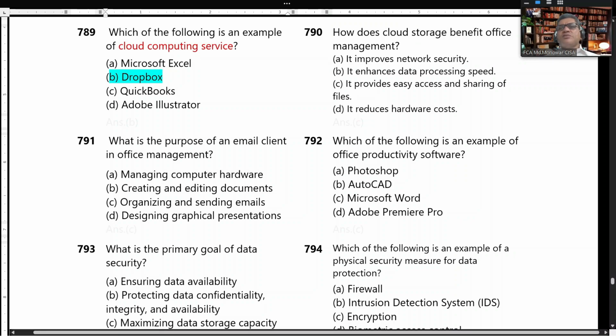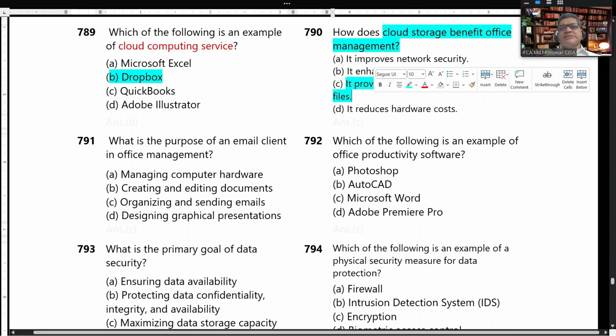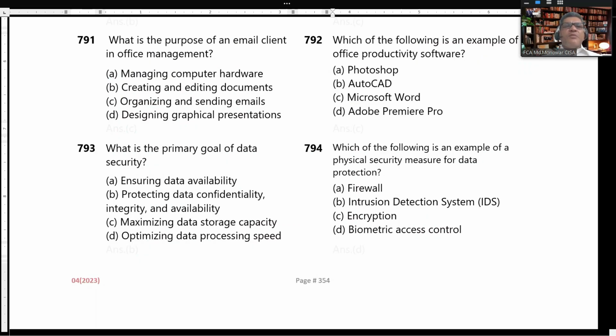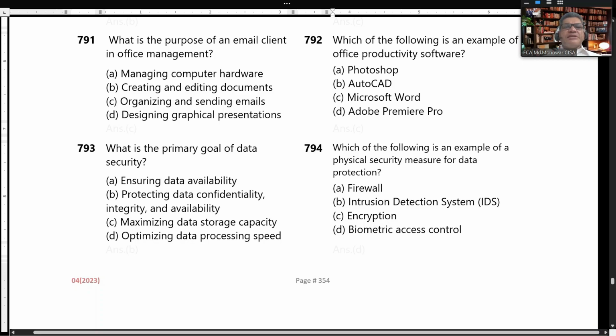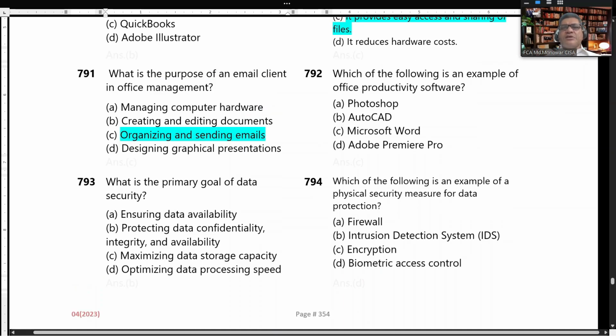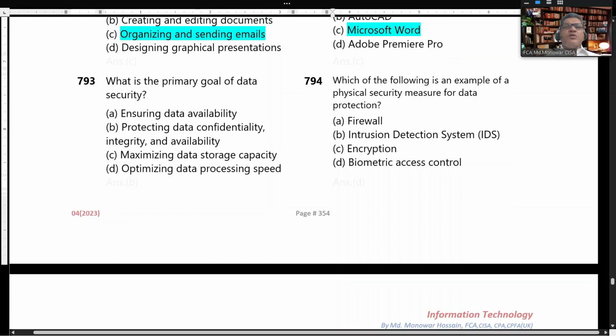How does cloud storage benefit office management? অফিস ম্যানেজমেন্টে কিভাবে ক্লাউড স্টোর আমাকে বেনিফিট দেয়? Answer: it provides easy access and sharing of files. Answer C. What is the purpose of an email client in office management? The purpose of an email client in office management is organizing and sending email. Answer C. Which of the following is an example of office productivity software? Office productivity software example: Microsoft Word. Here, office productivity software.